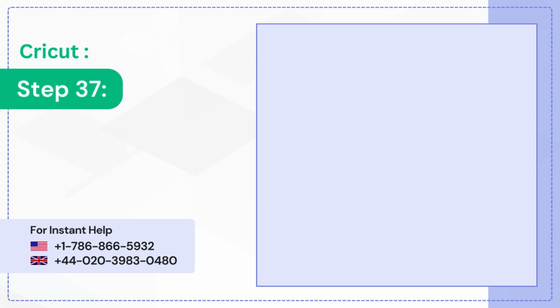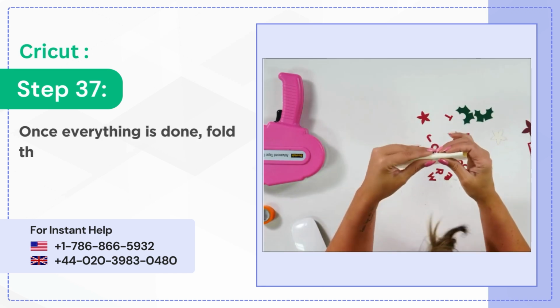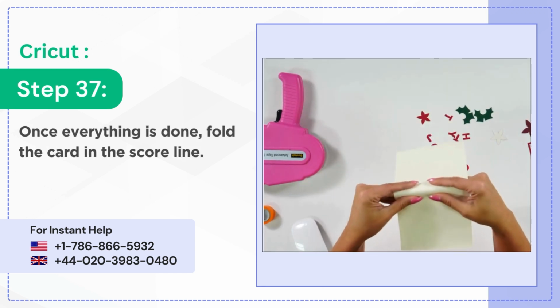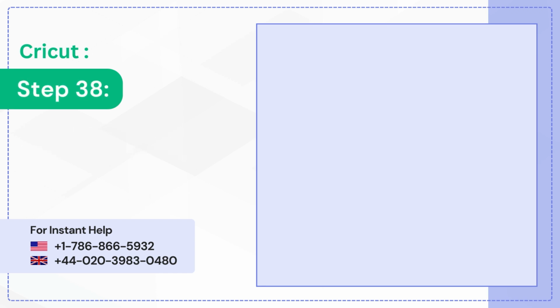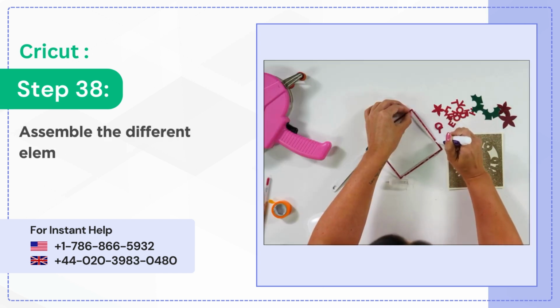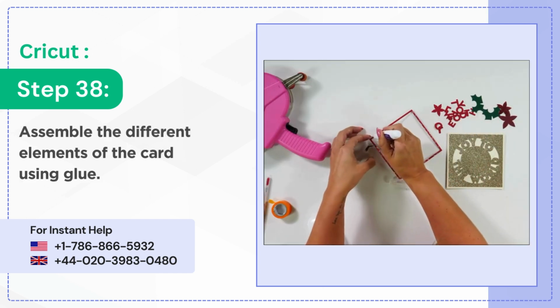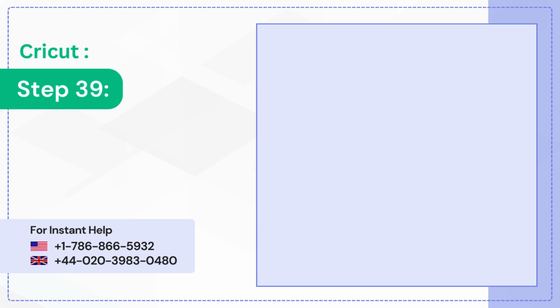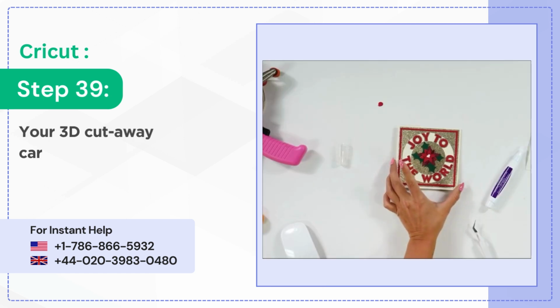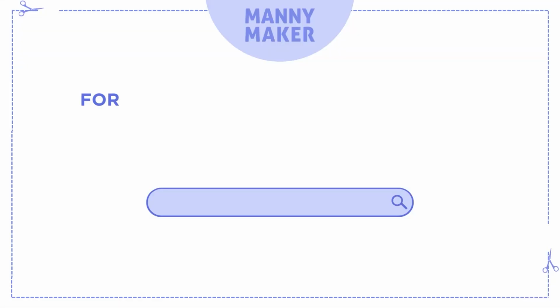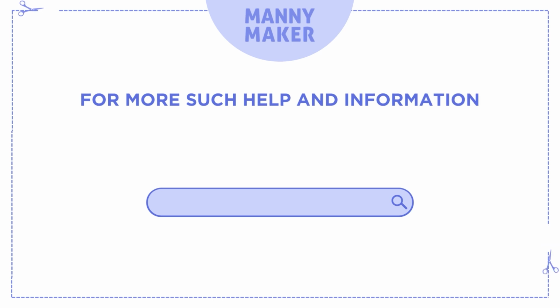Step 37. Once everything is done, fold the card in the score line. Step 38. Assemble the different elements of the card using glue. Step 39. Your 3D cutaway card is ready.